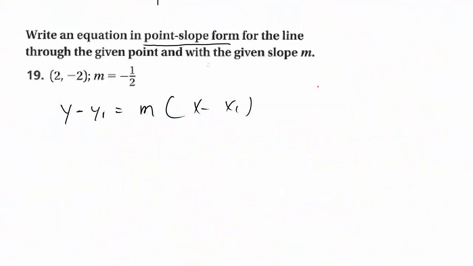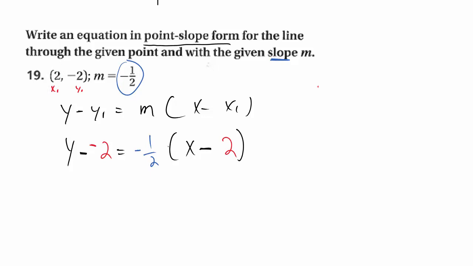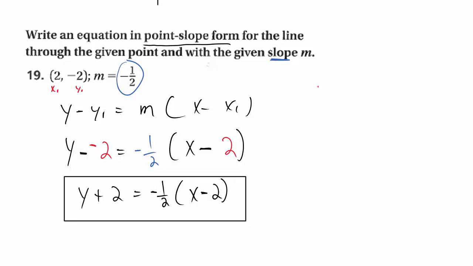Here we're asked to write an equation in point slope form. I'm writing the raw form, the template of point slope form, and I'm just going to fill everything in. The y coordinate is negative 2, so I write that in place of y1. The slope is negative 1/2, so I write that in place of m. The x coordinate, which is the x1, is 2, so I'll write that in place of x1. And then I just simplify. Instead of doing minus negative 2, I just put a plus there, and this is your equation in point slope form.